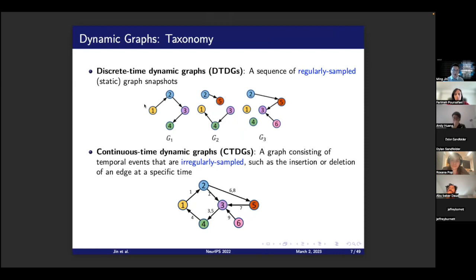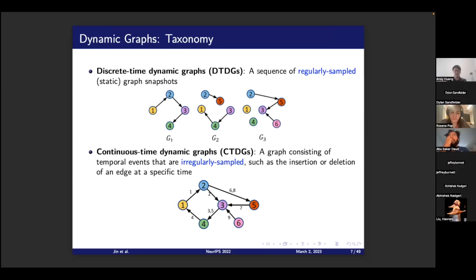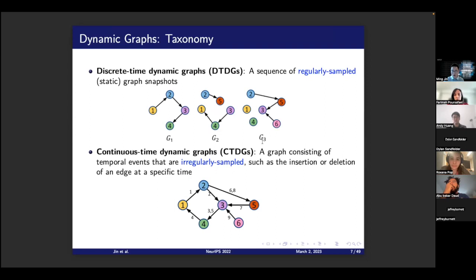And again, one step further, we see the discrete time dynamic graph. This kind of abstraction is a specification of the generalization called the continuous time dynamic graph. In the discrete time formulation, we characterize the dynamic system with a sequence of regularly sampled static graph snapshots, as I demonstrated here, that is G1, G2, and G3.